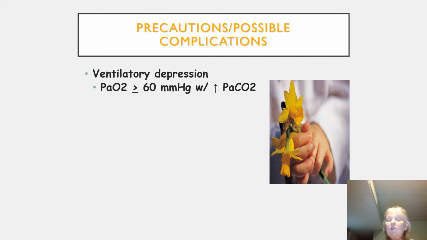So if we had a patient who has COPD and they come into the hospital and we put them on oxygen because their sats are very low and their PaO2 is very low, once they start to get better and we start to see better results from the oxygen we gave them, then we need to look at starting to decrease the amount of oxygen we're giving them.